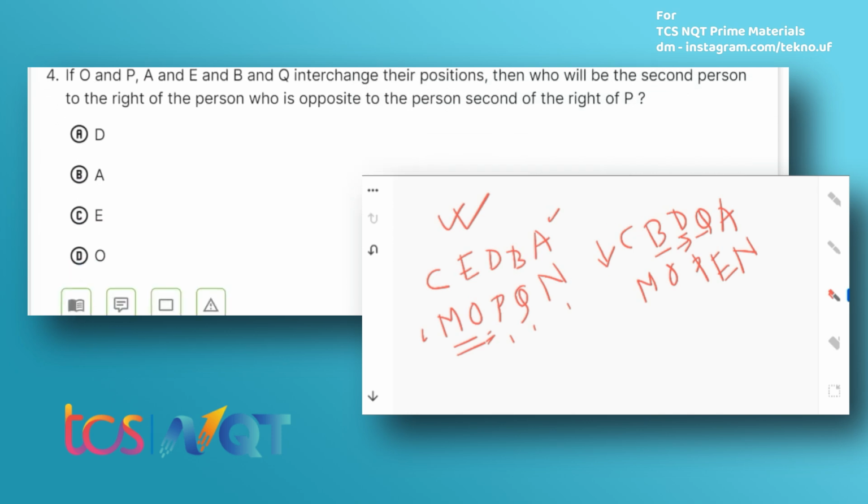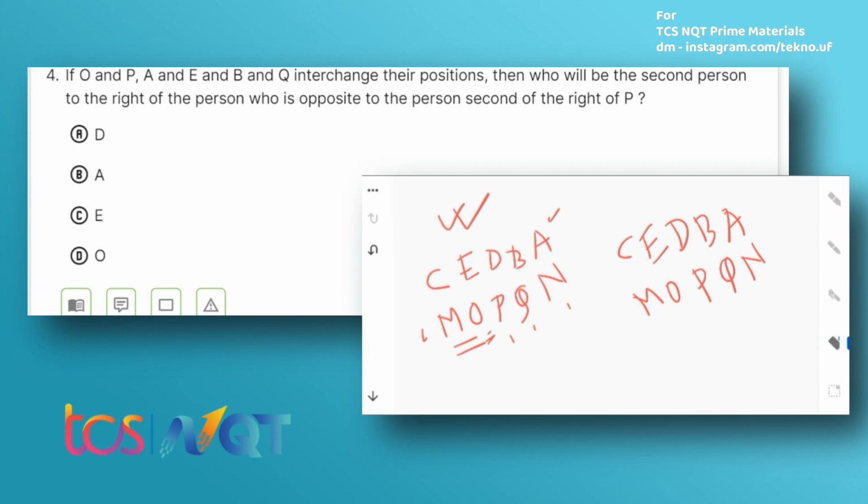So the next question is, if O and M, A and E, and B and Q interchange their position. Okay, let me write it again. So if they are interchanging their position, O and P, right? So let me write it again. C E D B A M O P Q N. Okay. So O and P, right?